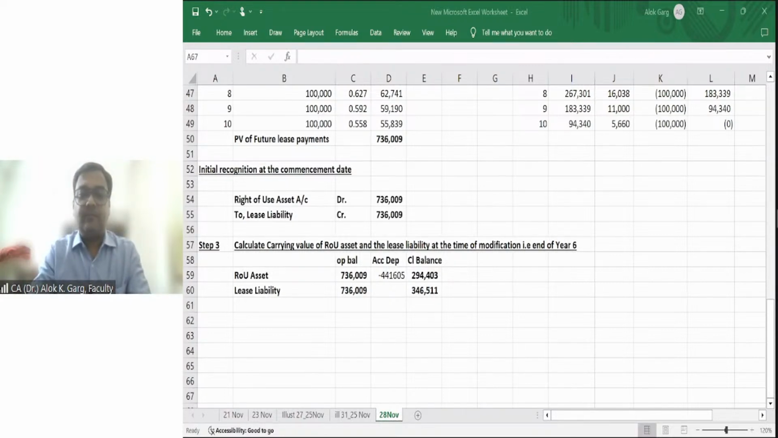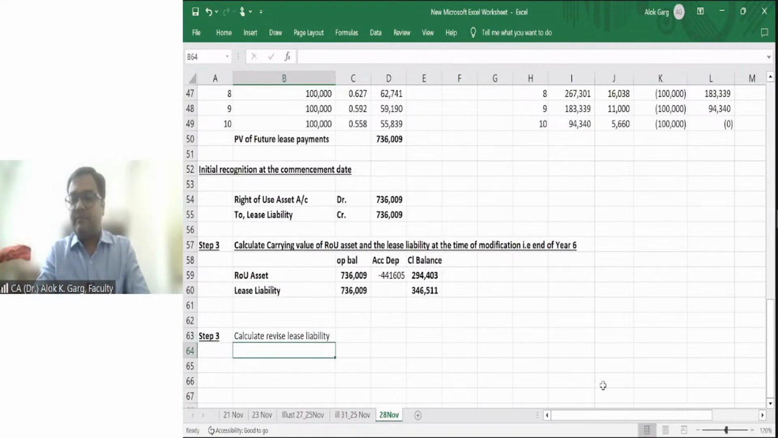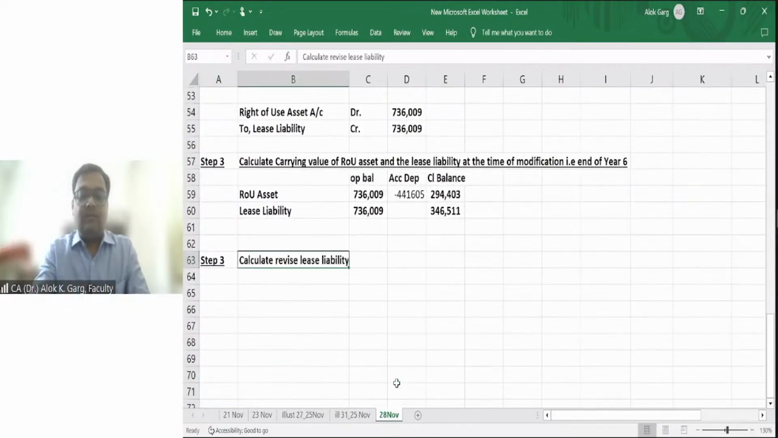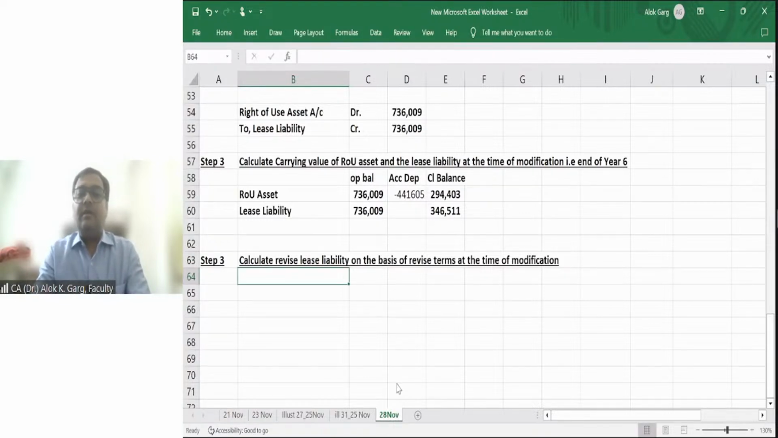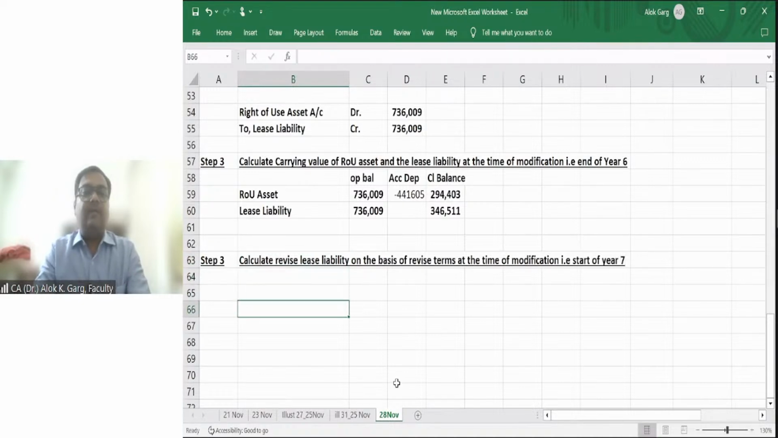Step number 4. Calculate revised lease liability on the basis of revised lease terms at the time of modification, that is beginning of year 7.